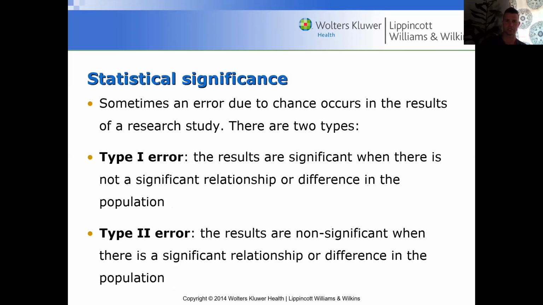Sometimes an error due to chance occurs in the results of the research study. There are two types. You have type 1: results are significant when there is not a significant relationship or difference in the population. In type 2 error, the results are non-significant when there's a significant relationship or difference in the population.